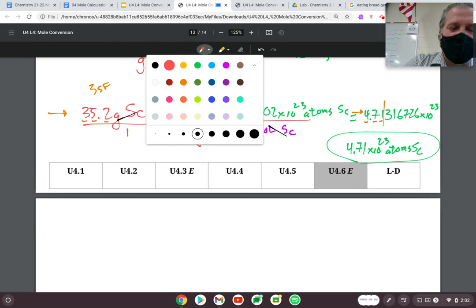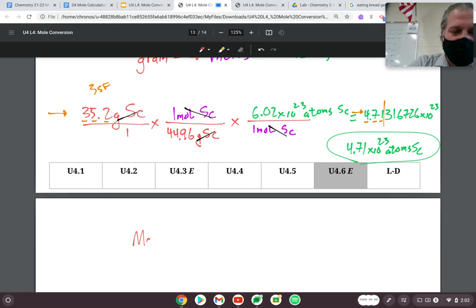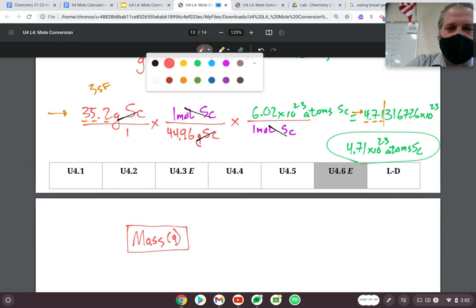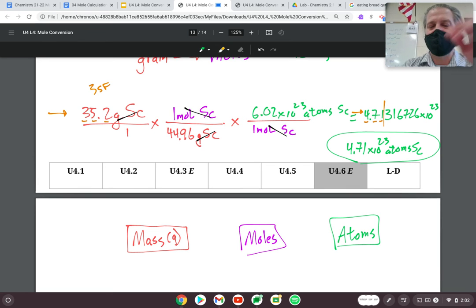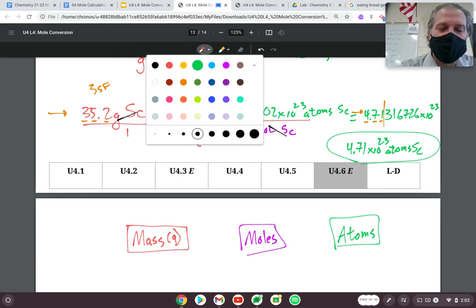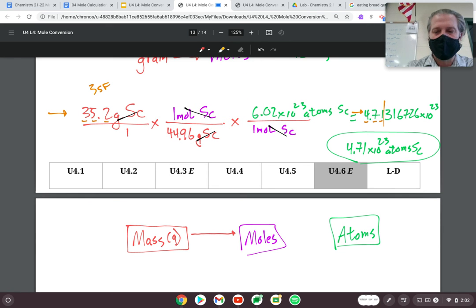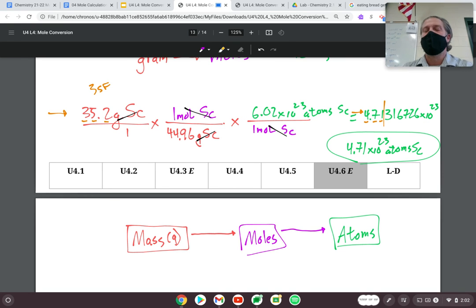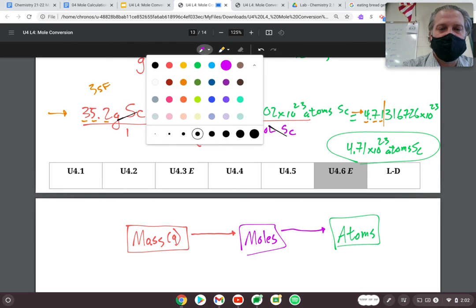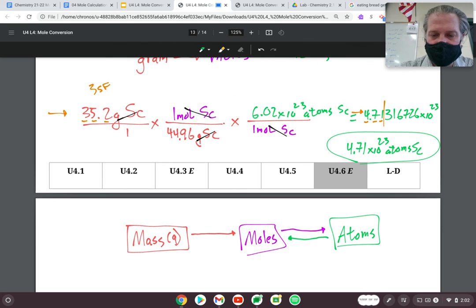So, if you have mass of something, and that would be in grams, and then we have moles of something, which is moles, and then we might have atoms of something, which is simply atoms, right? So if I'm going to go from mass to moles, I can also go moles to atoms, like so. And if I'm going to go atoms to moles, I can also go moles to atoms, or moles to mass, like so.